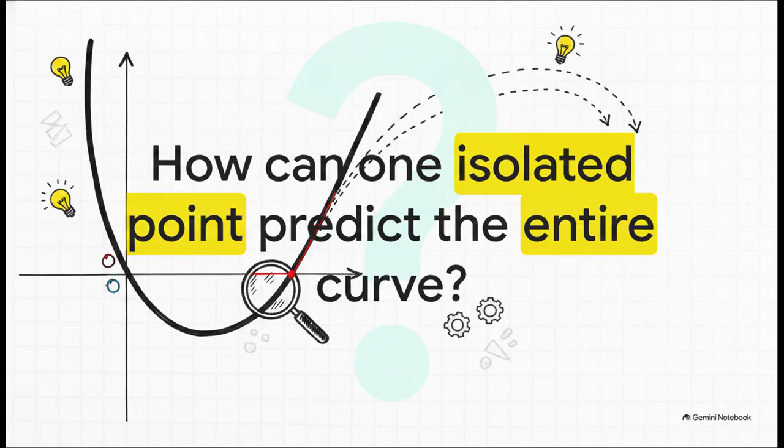I want to leave you with this final, truly provocative thought. If a derivative tells us the exact, precise slope at one incredibly tiny, frozen point on a curve, how can we possibly use that one isolated snapshot to predict where the rest of the entire curve is going to go next? That is the incredible predictive power of calculus, and exactly what you're perfectly primed to explore next.